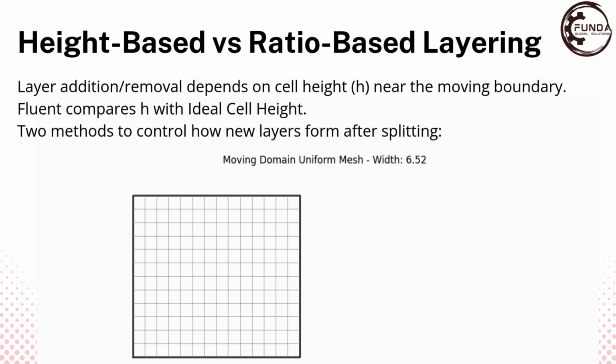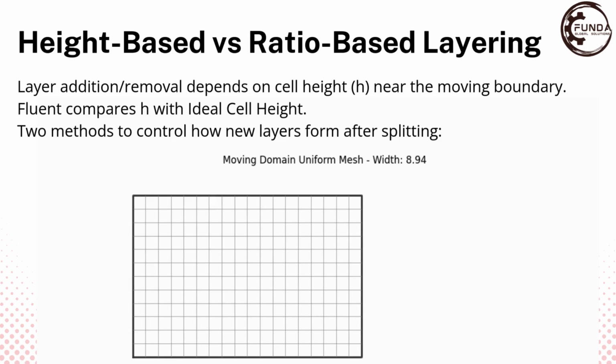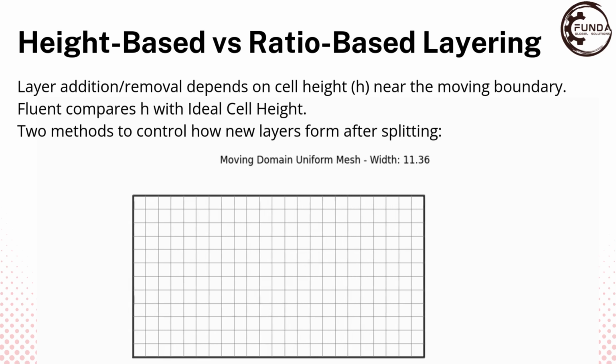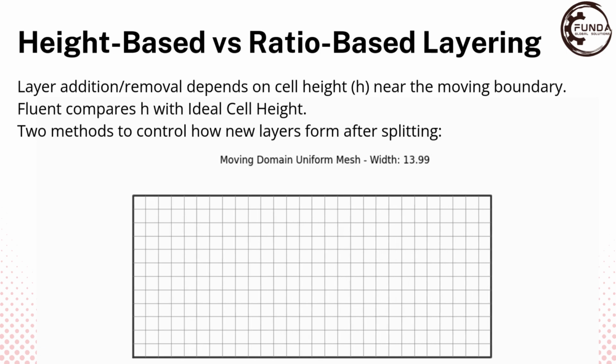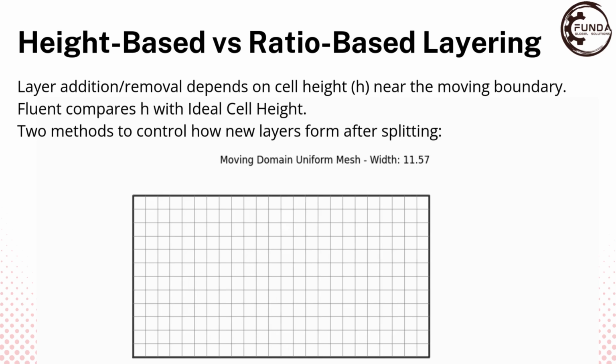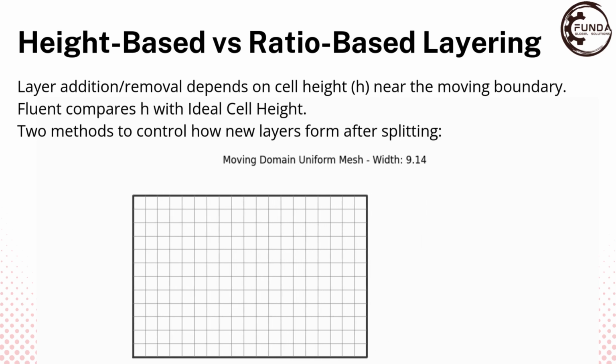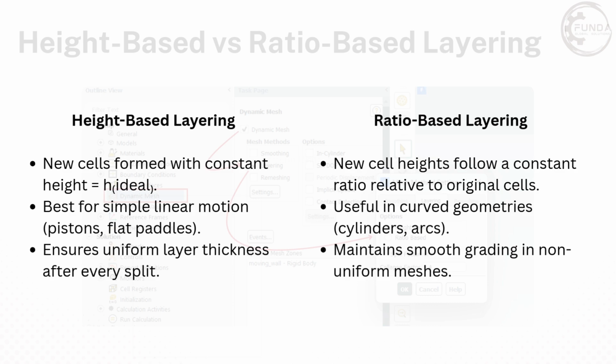Both determine when to add a layer or remove a layer depending on how much the boundary has moved, but they do it in slightly different ways. Understanding that difference is essential for getting good mesh behavior. Let's look at how Fluent decides the way new layers are created. When a layer is stretched or compressed, Fluent compares its height with an ideal height that you define. Based on that, it either adds or removes layers.